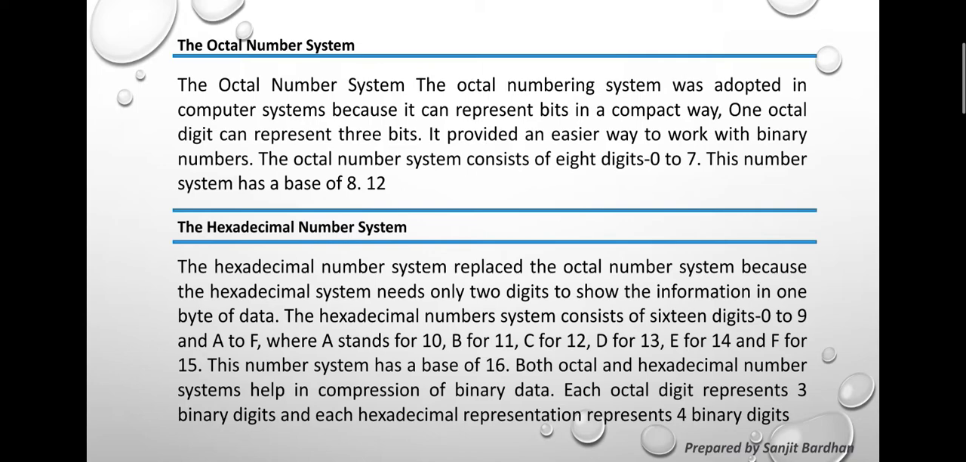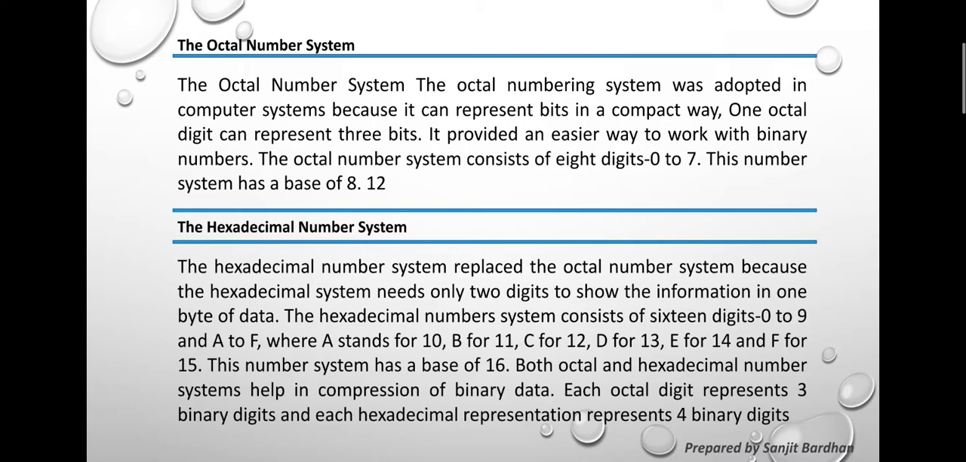The octal number system consists of digits 0 to 7. This number system has a base of 8. That means 0 1 2 3 4 5 6 7, okay. The octal number system has a base of 8. Next is the hexadecimal number system. The hexadecimal number system replaces the octal number system because it needs only 2 digits to show information in 1 byte of data.